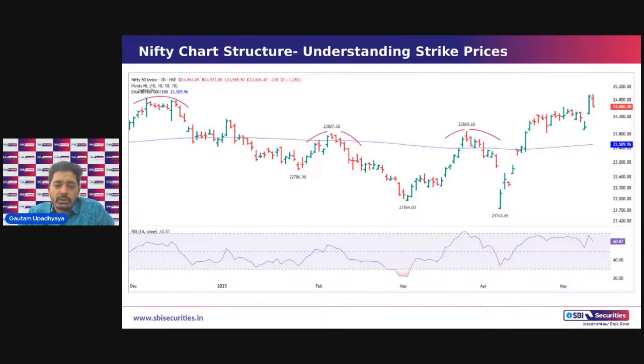Now moving to the concept of selecting the strike prices based on the market chart structure. So this is the current chart structure of Nifty at present. Post the sharp breakout जो हमने देखा था in yesterday's trading session where the index rallied nearly 800 points. It clearly was a one directional breakout. Everyone expected the momentum to continue on the upside, but unfortunately the trend has reversed to an extent.